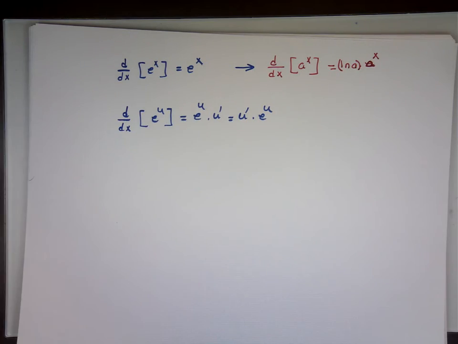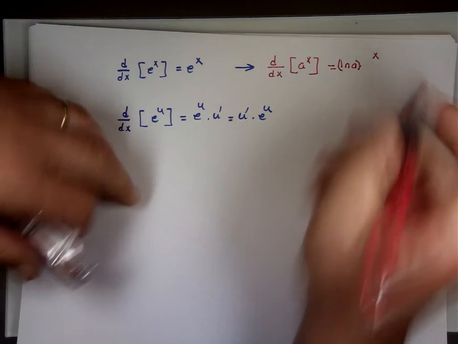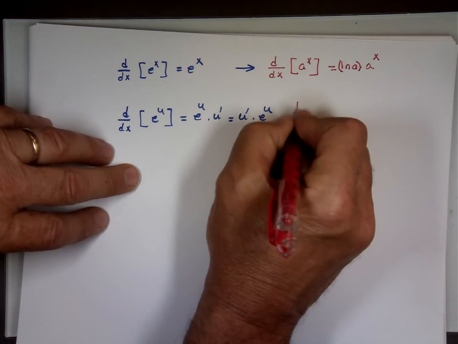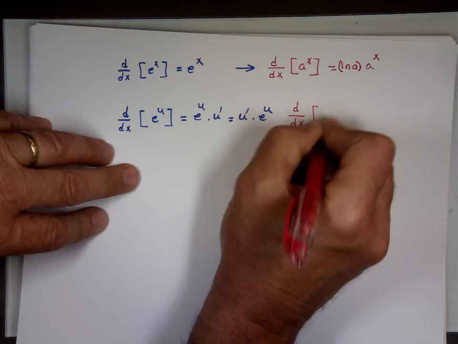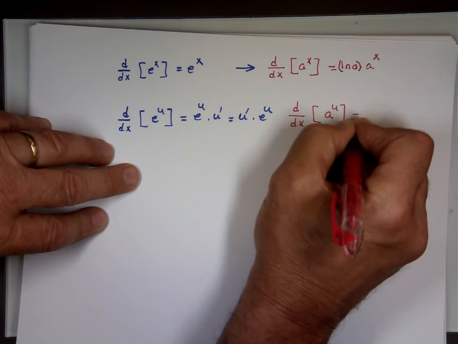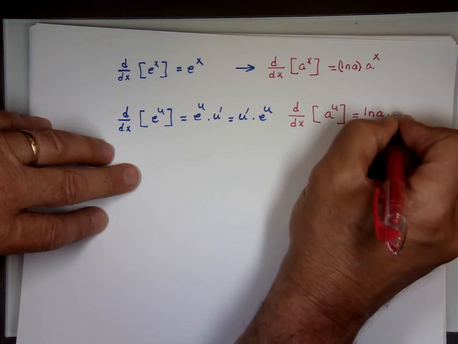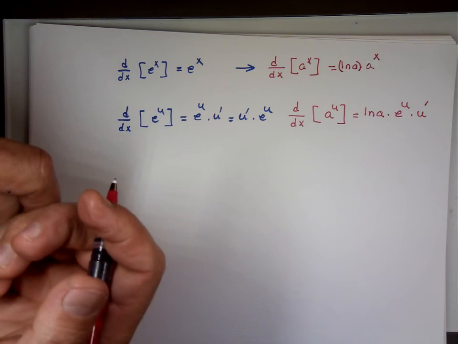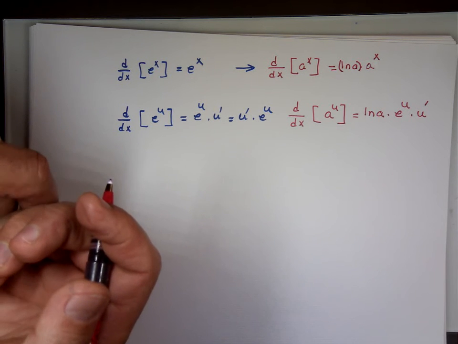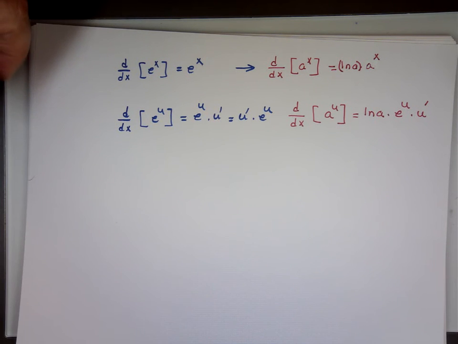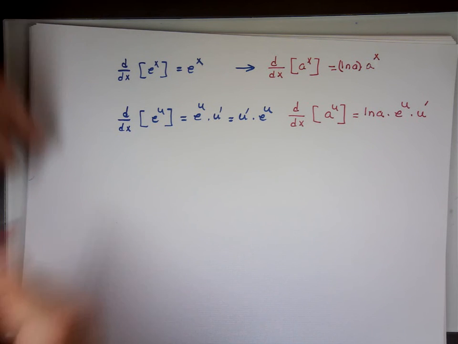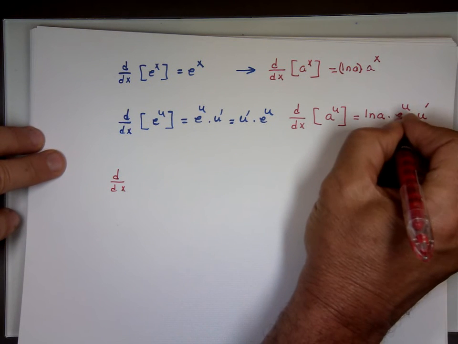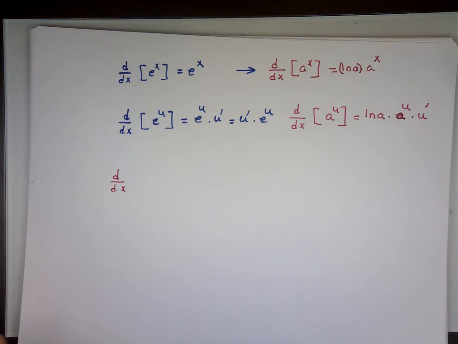I'll give you an example in a minute. And if that's not x, if that was a u there, the derivative of a to the u is the natural log of a times a to the u times u prime. What do I mean by a to the x? Could it be a to the u, not e to the u? A to the u, thank you. That's a, not e.